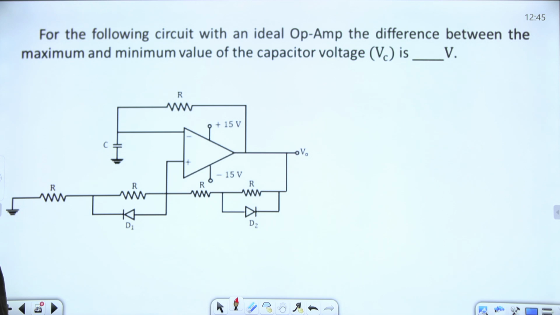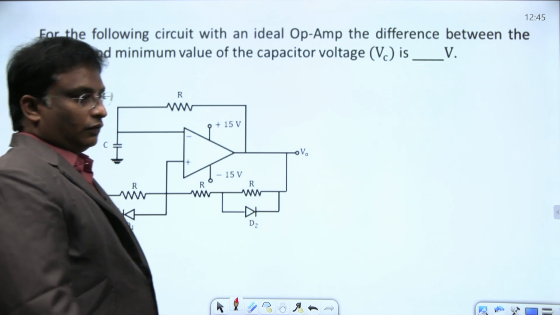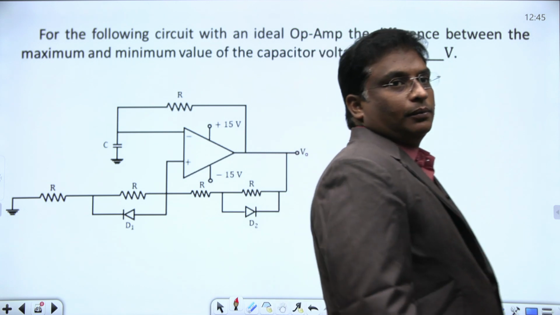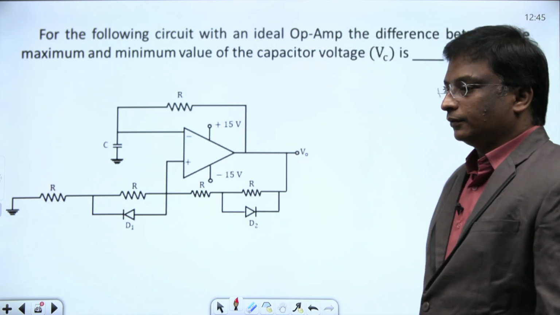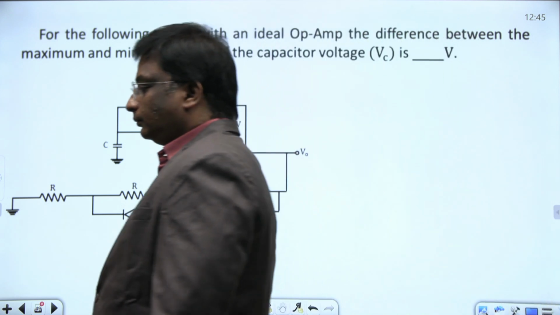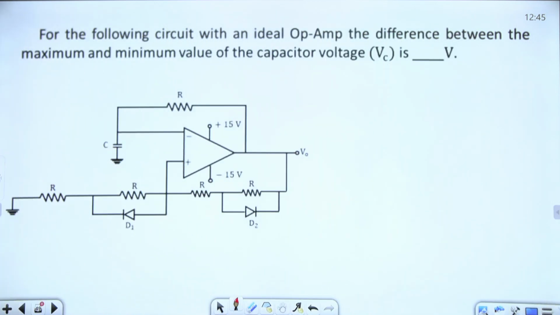Next question here. For the following circuit with an ideal op amp, the difference between the maximum and minimum values of the capacitor voltage VC is dash, they are asking. What is the difference between the maximum and minimum values of the capacitor voltage? Find out, everyone. Simple question. This voltage VC.